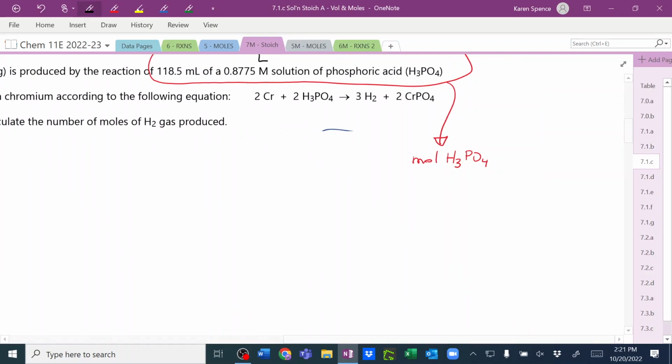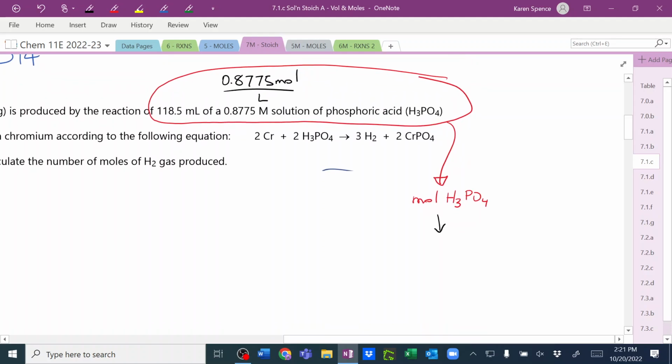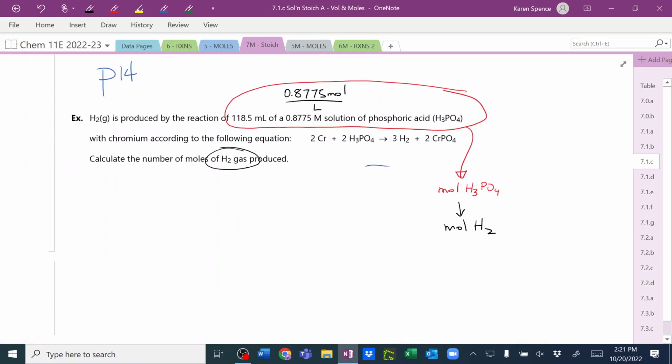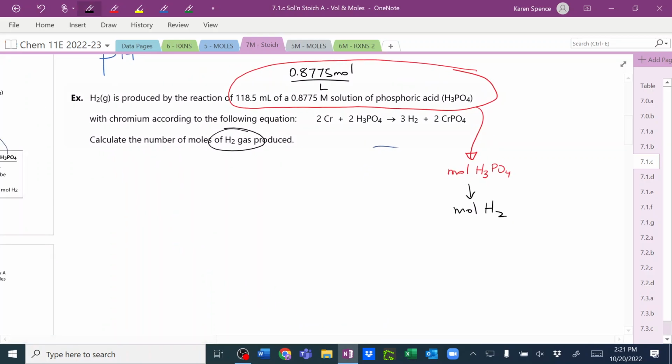From moles of H3PO4, what would we then convert into? Yeah, we're asked about hydrogen gas, so we're going to convert to moles of H2, and at that point we're done, although if I said at STP, we could convert it to liters if we wanted to, okay? So let's do that. We have, and of course, milliliters. What should you be doing with milliliters if we're going to do a conversion using moles per liter? Convert it to liters, so that's 0.1185 liters.